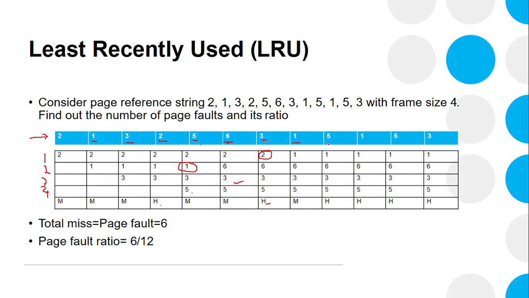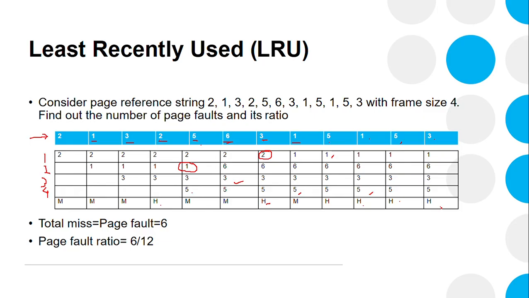Next number is 5. You can see 5 is already present. We don't have to do the allocation, so the previous string is written as it is, and it is a hit. Next number is 1. 1 is already present, so we don't have to do the allocation. That's why it is a hit. Next number is 5, already present, so the previous string is written as it is and it is a hit. Next number is 3. 3 is also already available in the previous frame, so we don't have to do allocation. It is a hit.